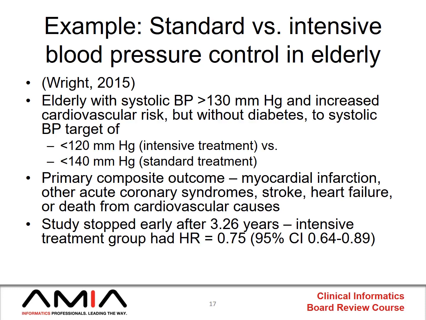The study was actually stopped early after 3.25 years, as it was found that the intensive treatment group had a hazard ratio, so a measure of relative risk, of 0.75 with a 95% confidence interval between 0.64 and 0.89. So the study was stopped because the results were statistically significant in favor of more intensive treatment.